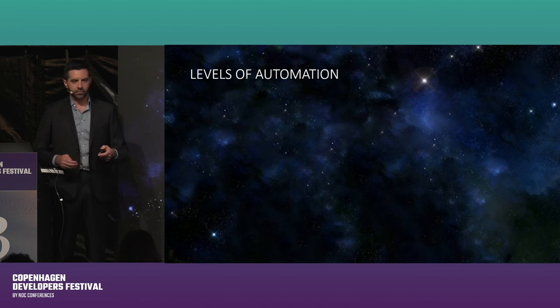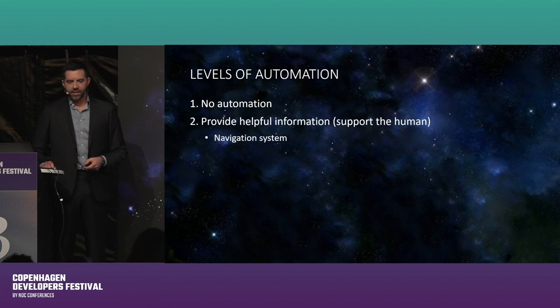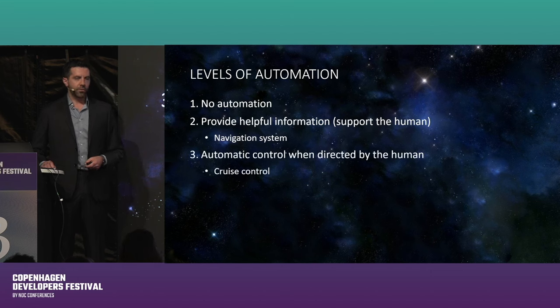There are many different levels and different scales that you'll find in different publications, but I've distilled it down to what I think are the core five levels. The first one being no automation at all. The second level being a system that provides helpful information to you, like a navigational system on your phone. It helps you do what you're trying to do, but doesn't actually do anything for you. Level three is something that does automatic control when the human directs it to, right? Like the cruise control in your car. You turn it on, it automates. You turn it off, it stops.